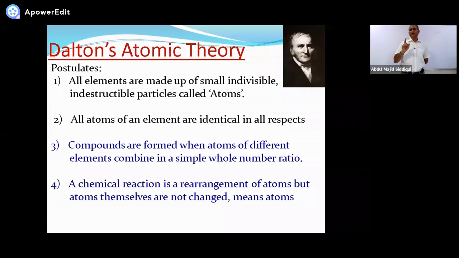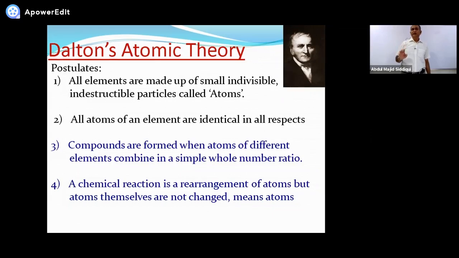Alright? The first postulate is everything is composed of indivisible, indestructible particles called atoms. Second point, all the atoms of one element are identical in all respects. And what can we conclude from point number 2? That different elements will have different atoms. Quite obvious. If we have a piece of aluminum and a piece of gold, then the atoms of gold will be totally different from the atoms of aluminum, according to Dalton atomic theory.